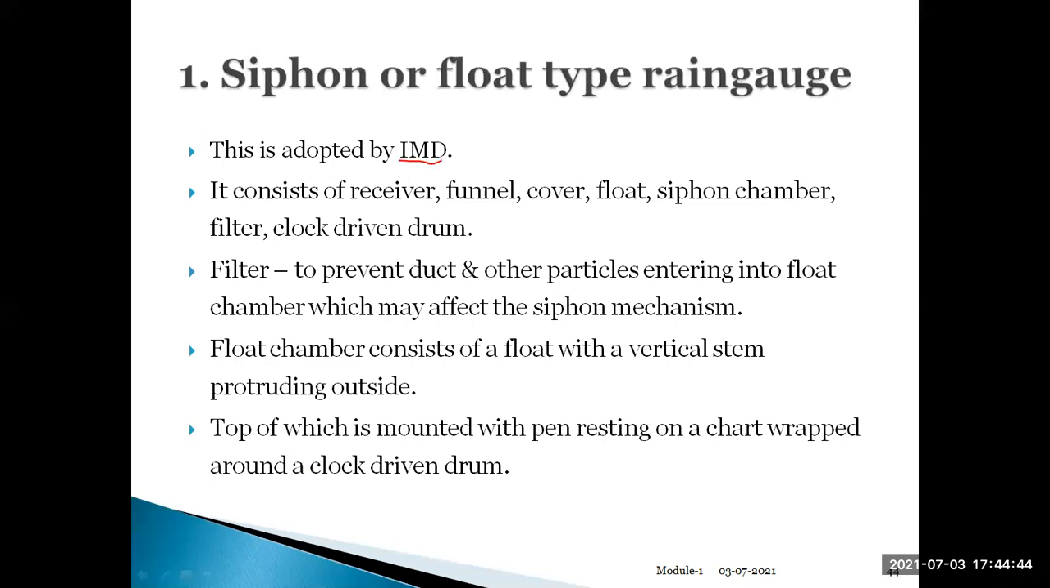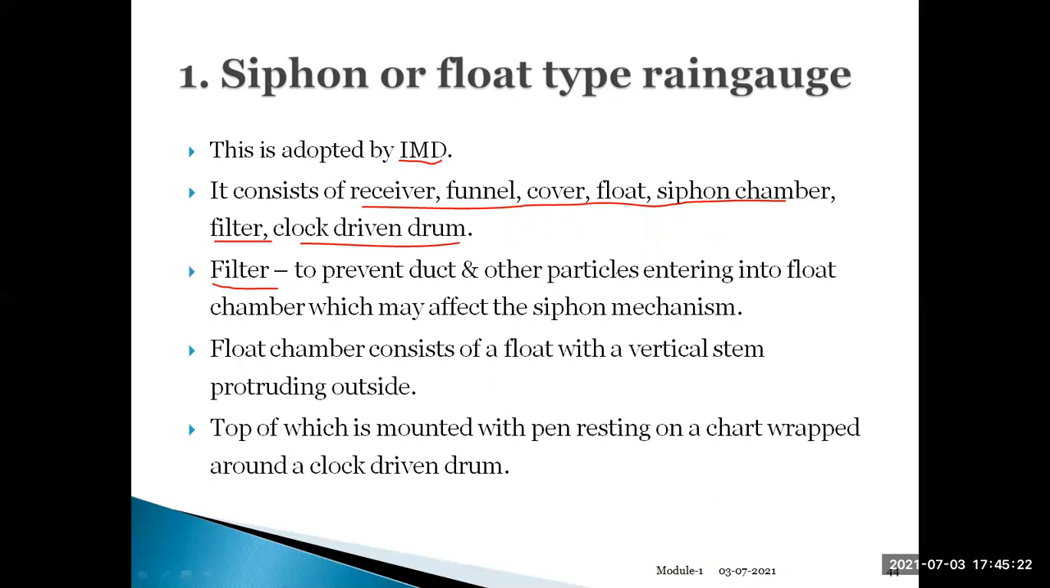See, this is also adopted by IMD, and it consists of a receiver, funnel, cover, float, siphon chamber, filter, and clock driven drum. So these are the components of this rain gauge. And here the filter is also used. The purpose of the filter is to prevent dust and other particles from entering the float chamber. If dust and other particles enter the float chamber, that will affect the siphon mechanism. So this basically works on the siphon mechanism. Let us discuss what the siphon mechanism is in the later slides.